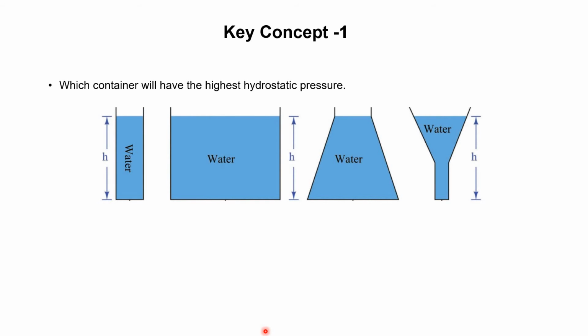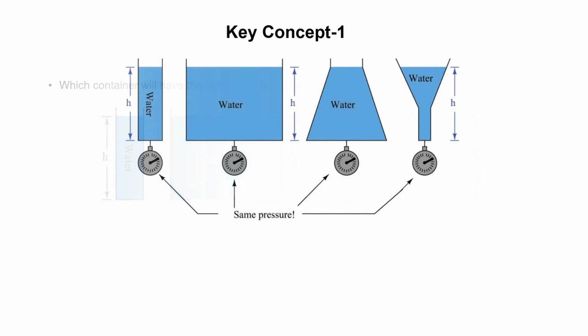Now we'll discuss some concepts associated with the hydrostatic pressure. The first concept we can understand with this diagram. Here we have different containers filled with water and we are asked which container will have the highest hydrostatic pressure. Opposite to our intuition, each container will have the same hydrostatic pressure. Although each container has a different quantity of water, even then each container will have the same pressure.